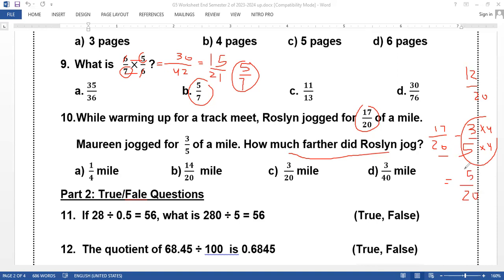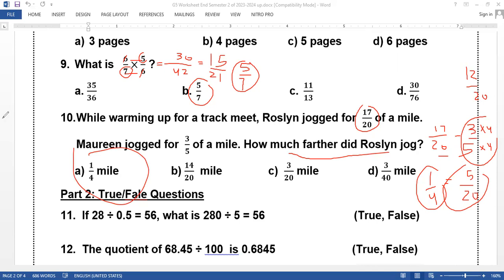So the answer is 5 over 20. But look at the choices, there is no 5 over 20. So we need to simplify. How do we simplify 5 and 20? They both can be divided by 5. 5 divided by 5 is 1. 20 divided by 5 equals 4. So in simplifying, you should try to divide by 3 or 2 or 5. So the answer is A.